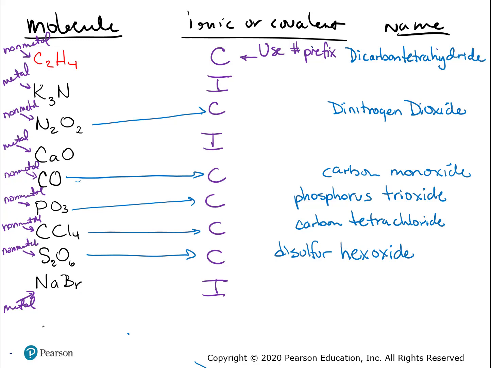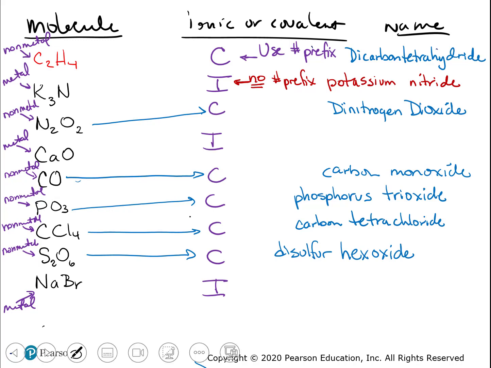Okay, so now let's go back and do the ionic. So K3N. Yep, potassium. Potassium what? Nitride. Super easy. No number prefixes, remember? So it's just like sodium chloride. You don't have to use number prefixes. That's the only way potassium and nitrogen will combine, because they transfer electrons.